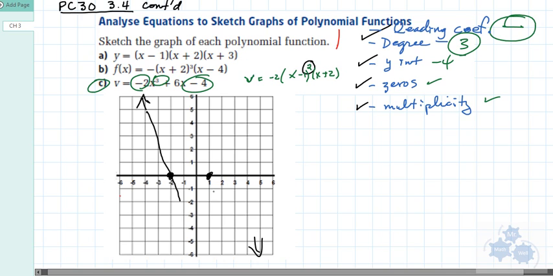Okay. See that? And then it ends down here. So something like that, that's as accurate a sketch for this as I need. And you can double check all that too. Questions about this?